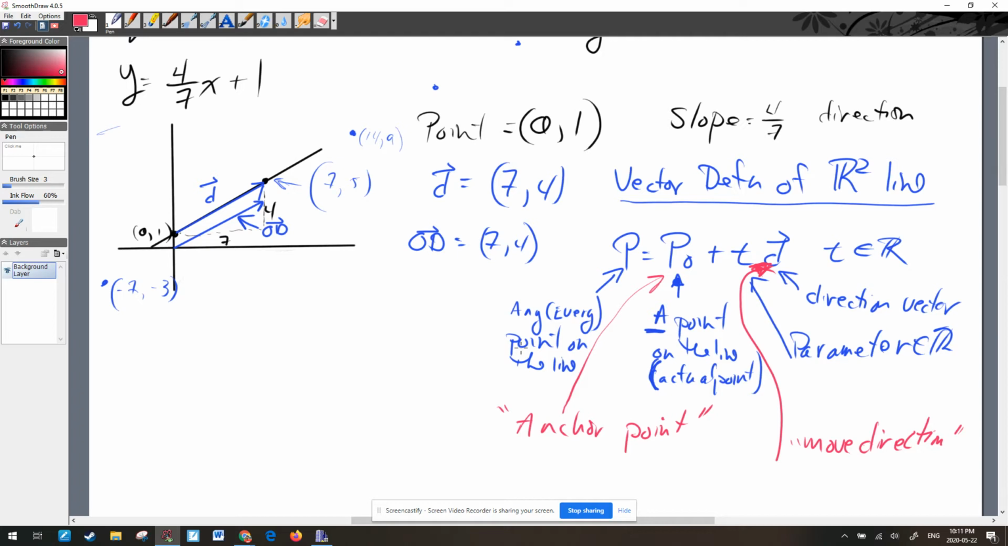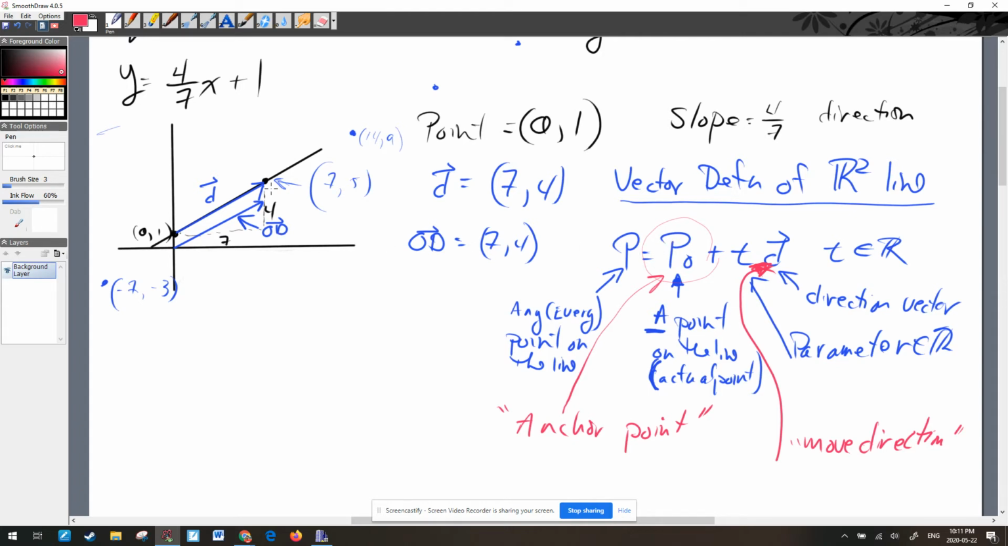Here's why it's a lie, but it doesn't really matter. This cannot be a point. And you're like, what? Because you can't add a point and a vector, right? You have to add a vector and a vector. So because of that, this really isn't a point. It is really a vector that is OP naught.